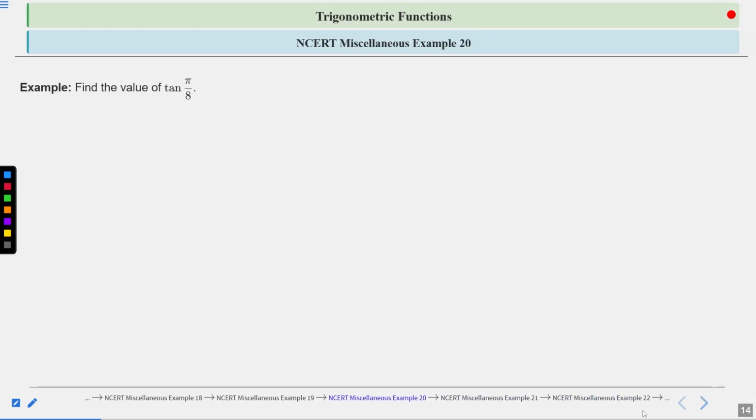Now let us see NCERT miscellaneous example 20. It says find the value of tan of pi by 8, right? Again, you have some time to solve or think about this question. After that, we will move to the solution part.